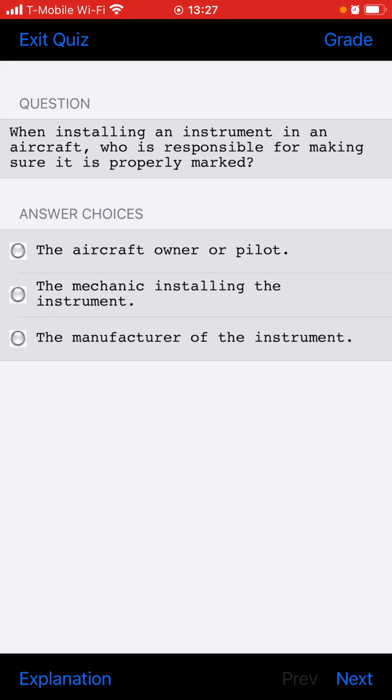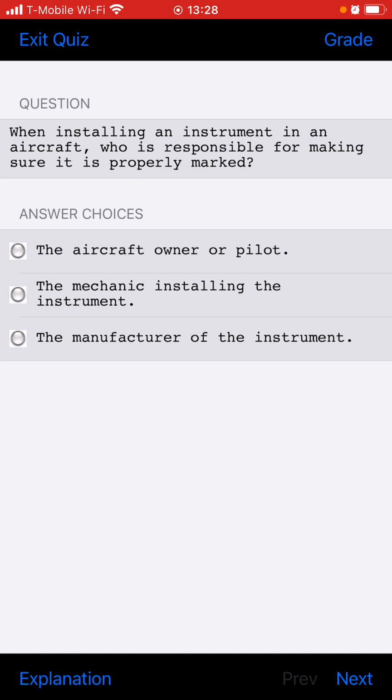Cabin atmosphere control systems. Is there any special requirement as to the type of oxygen used in an aircraft system? And if so, what is it? Only aviator's breathing oxygen should be used.